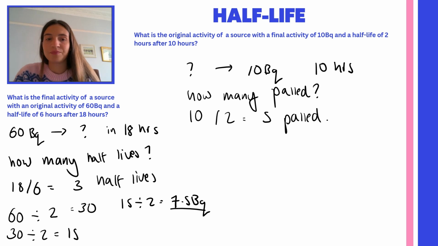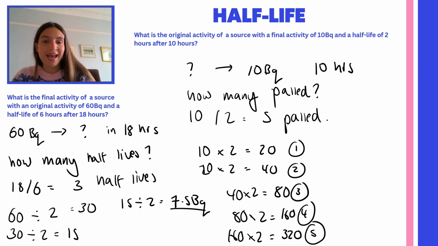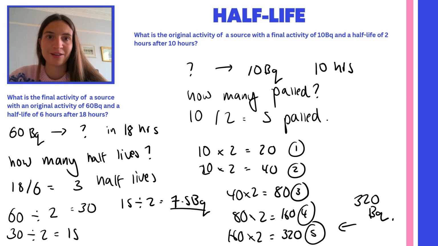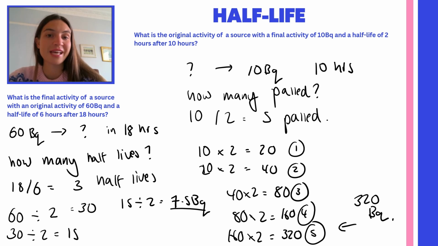So let's continue. My final was 10, so if I times it by 2 once, that gives me 20. By 2 again, that gives me 40. By 2 again, 80. 2 again, 160. And times 2 again, 320. So that's me multiplying by 2 5 times in total to give me that initial activity of 320 becquerels. You could maybe prove to yourself that this is true by now taking 320 and dividing by 2 5 times to find that your final activity would be 10 becquerels.